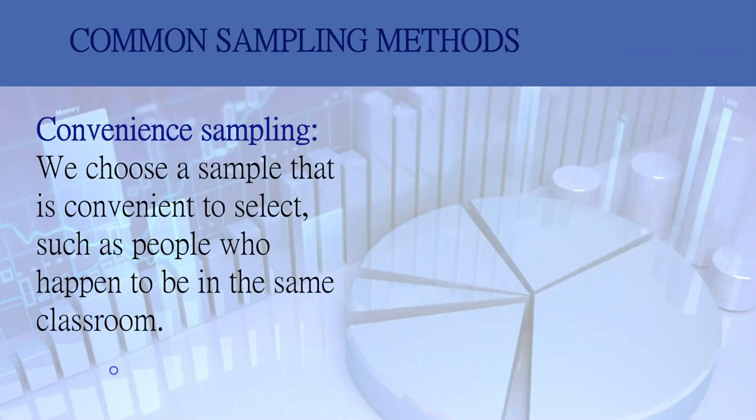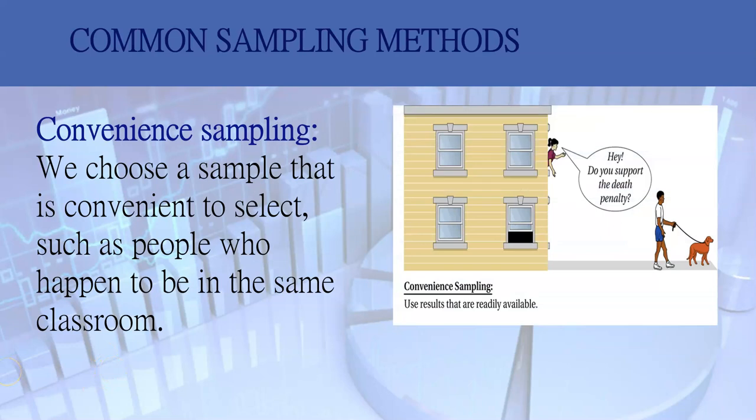Convenience sampling is just what it sounds like. Usually that's sampling that's done in a way that is readily available. So if something is in close proximity, for example.